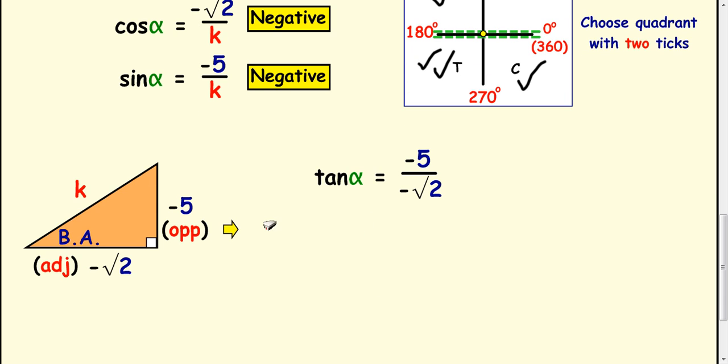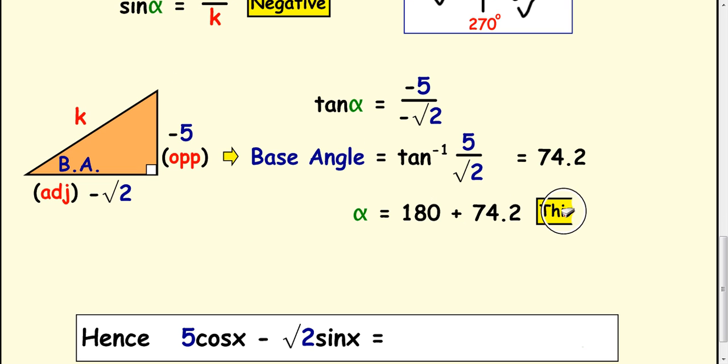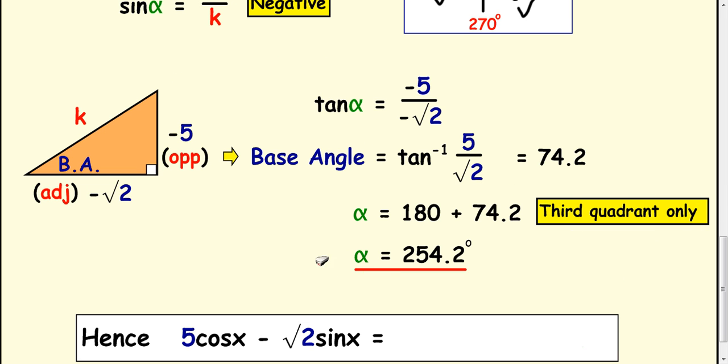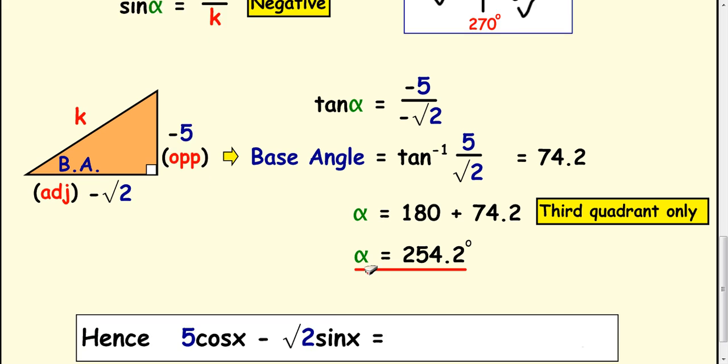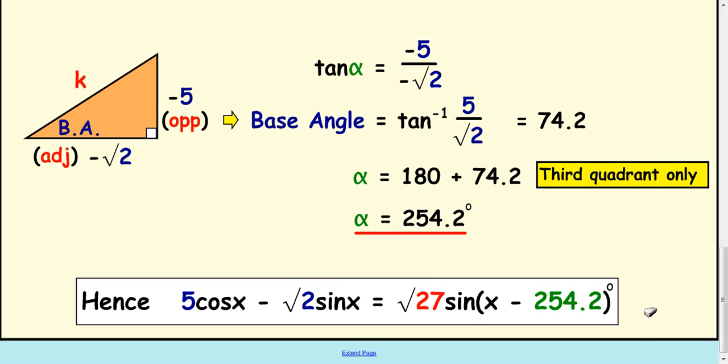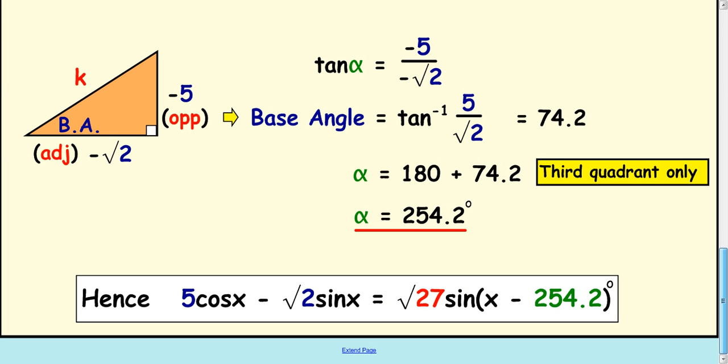To work out our base angle, or relative acute angle, we always use the positive value here. So inverse tan 5 over root 2, and that comes out as 74.2. To get alpha, you need to go forwards from 180 to get into the third quadrant. So forwards from 180, add it together and get your third quadrant answer. So again, k is equal to root 27 and alpha is 254.2. Make sure you look again that you're using the sine, so look up to the question and see what you're meant to be doing. You've got to write it in this format here, so put your k there and your alpha there at the bottom. Make sure you state this.